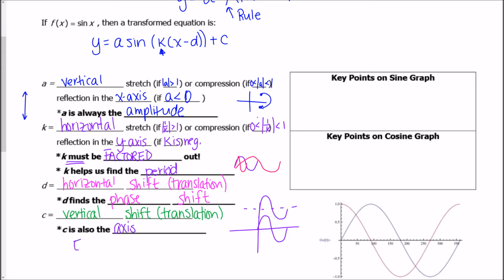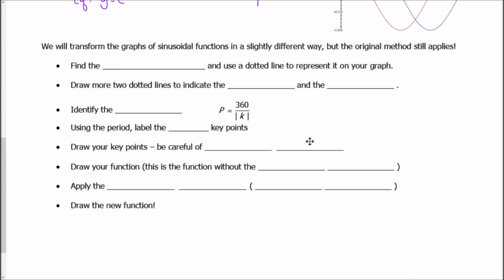And then the equation will always be y equals c. Okay? All right, so we're going to transform the graphs of sinusoidal functions in a slightly different way than we've been doing before, but the original method still applies. So when we get to sinusoidal functions, you actually have a choice between either method.